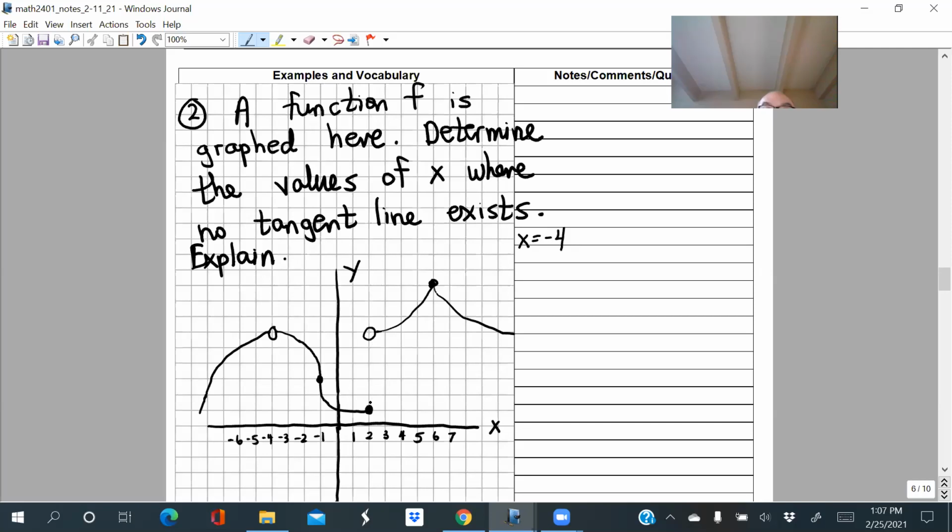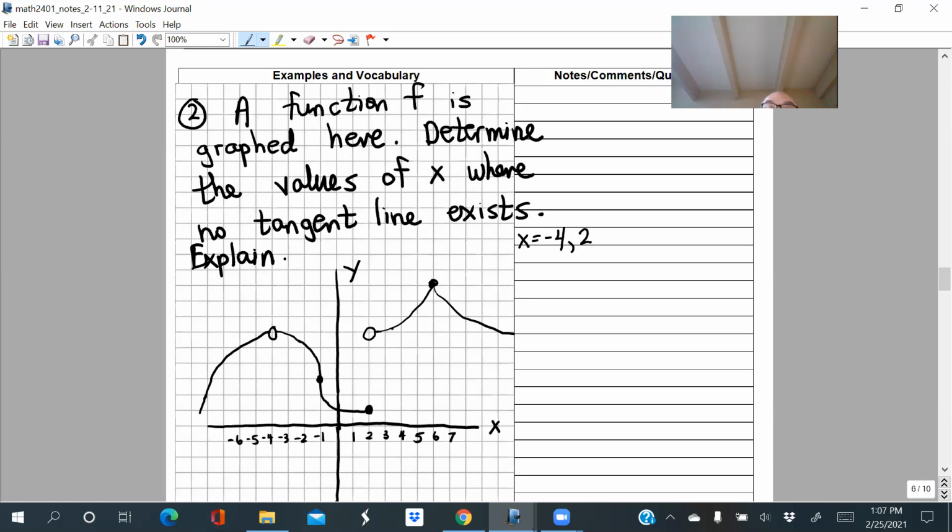You get a break, right? So you see the graph is not continuous here at x equals 2. You get a break in the graph. So that means there's no way to have a tangent line right here, right? So there's not going to be a tangent line at x equals 2. So no tangent line at x equal -4 because there's a break in the graph, no tangent line at x equals 2 because there's a break in the graph.